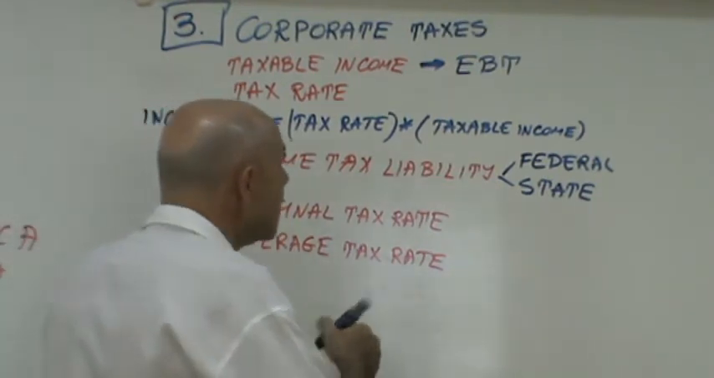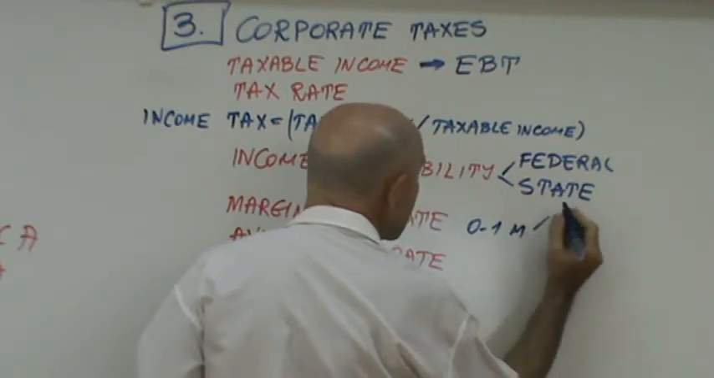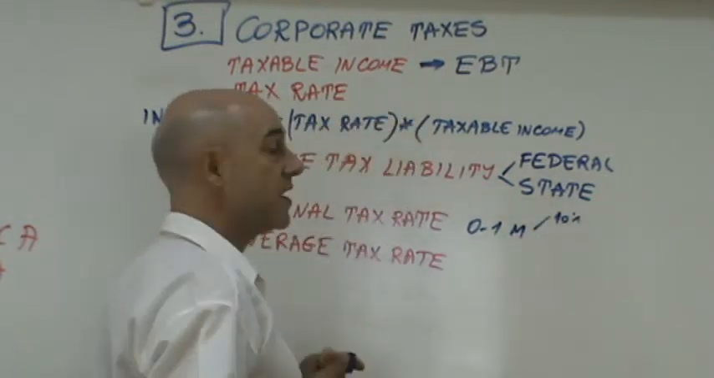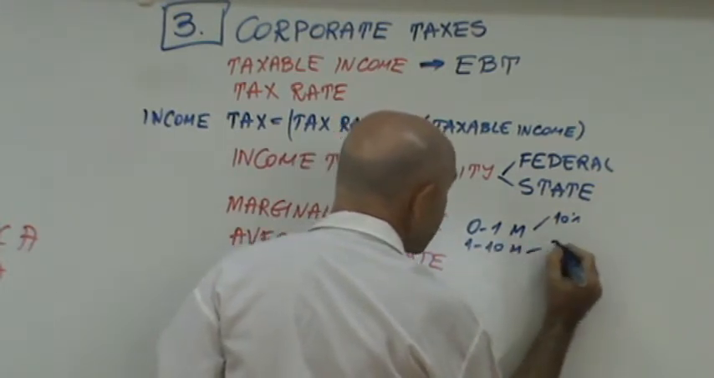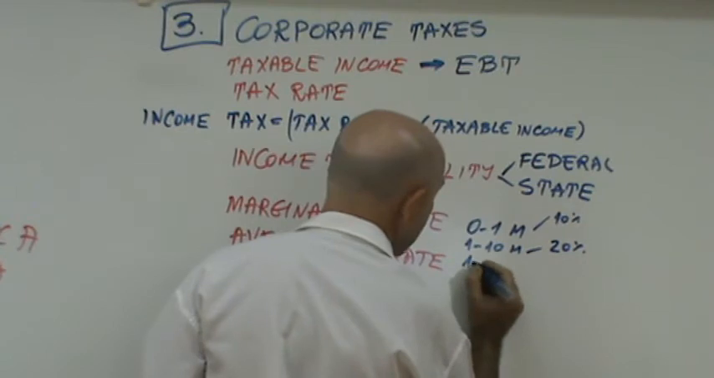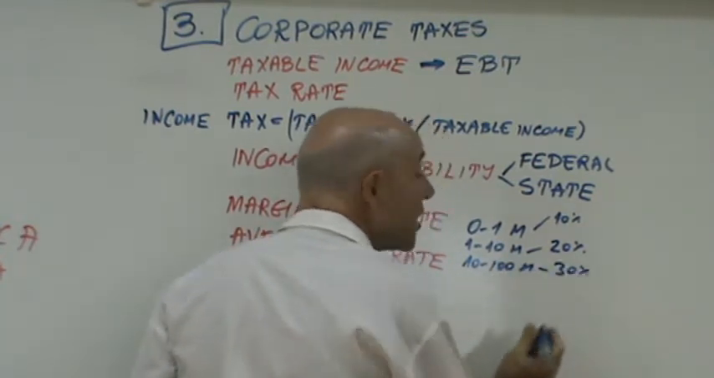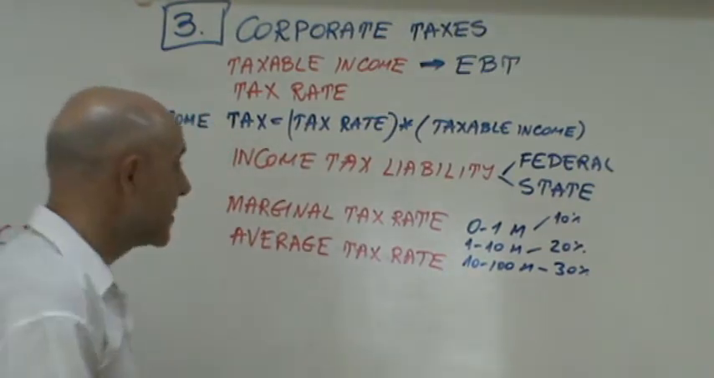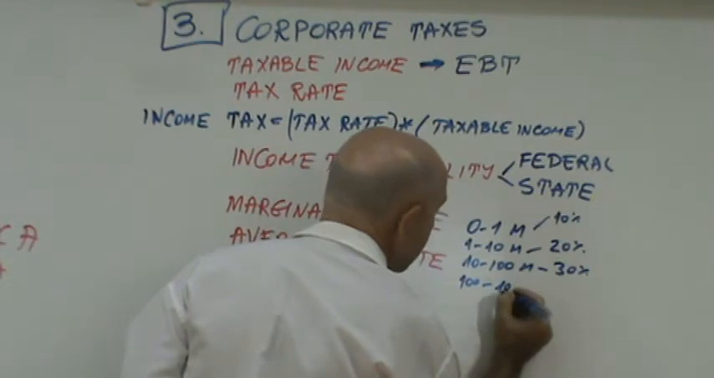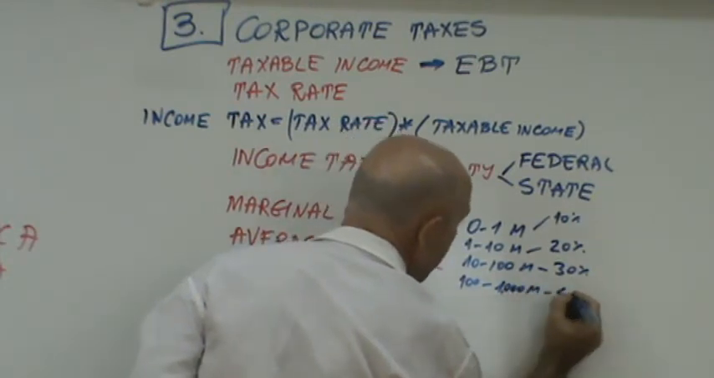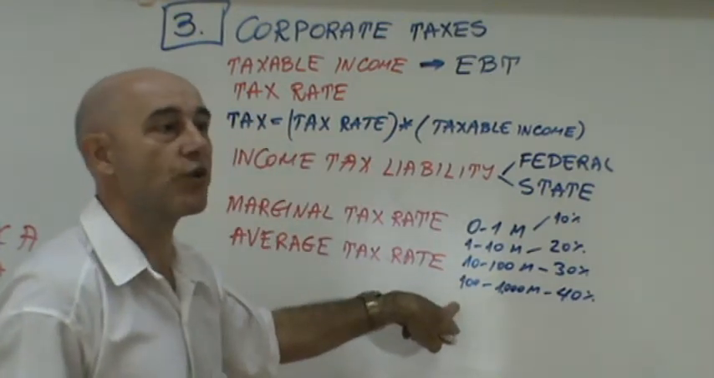For example, if you're making between $0 and $1 million, you pay only 10% tax. If you're making between $1 and $10 million, you're paying, let's say, 20% tax. And if you're making between $10 and $100 million, you're going to be paying 30% tax. And if you're making between $100 million and, let's say, $1 billion, you're paying 40%. I'm just making this up. This is not a real table.